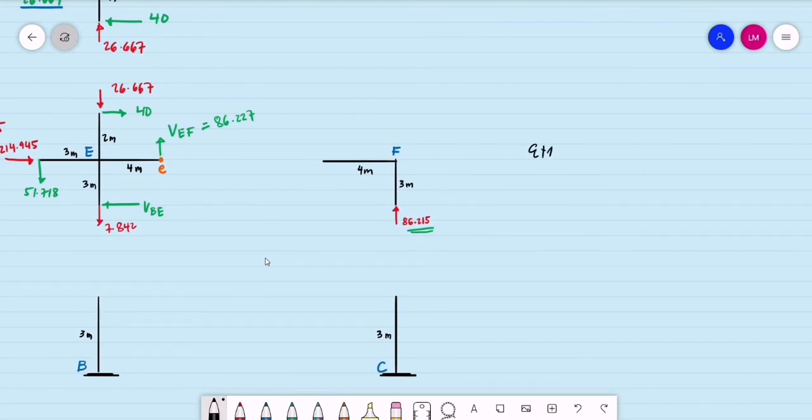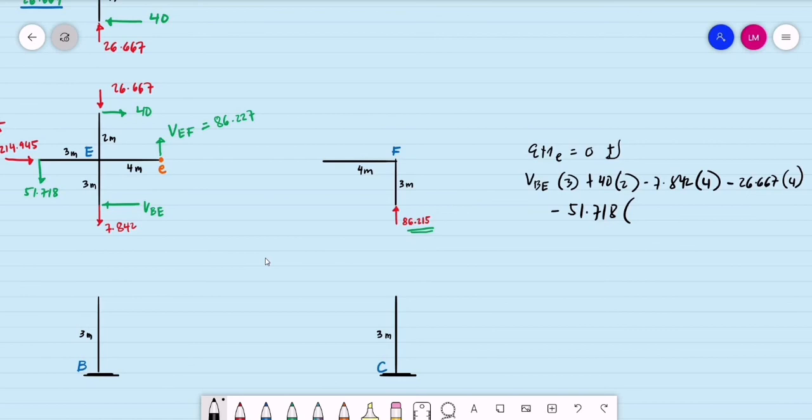So the summation of moments about the point of inflection E equals zero, assuming clockwise moments to be positive. What are the clockwise moments? That is the shear for column BE multiplied by 3, and then plus the 40 kilonewtons multiplied by 2. And I think the rest are counterclockwise. Minus 7.842 multiplied by 4 meters. Then minus 26.667 multiplied by 4 meters. Then minus the 51.718, the shear force for beam DE, at a distance of 3 meters plus 4 meters, equal to zero. So we are now to compute for the shear for column BE.